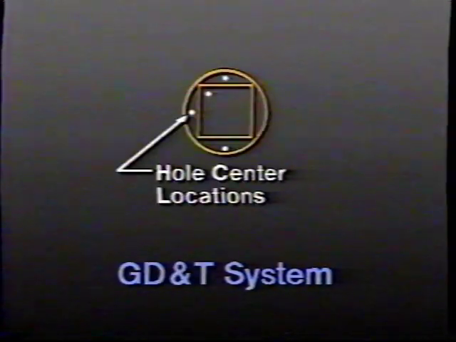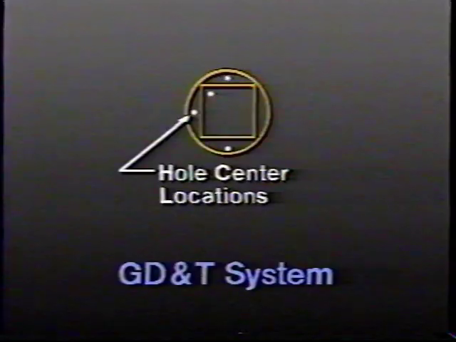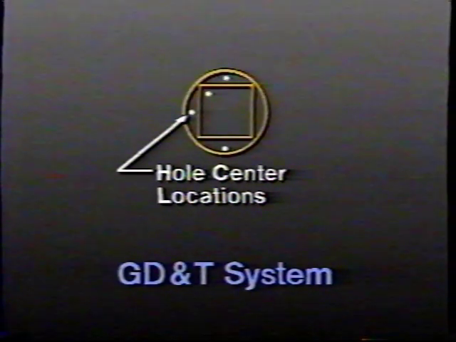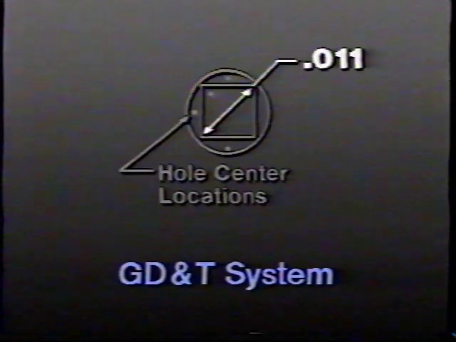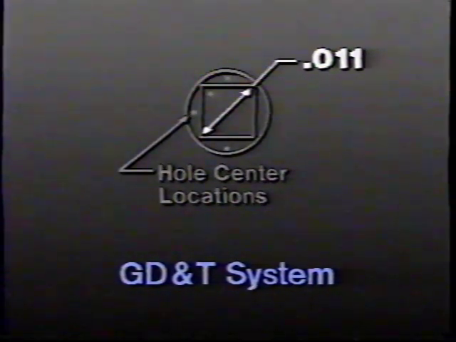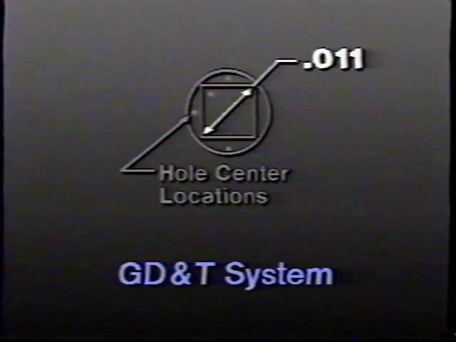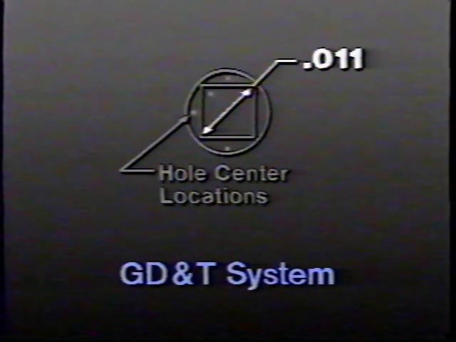The GD&T system, on the other hand, allows the location of the hole centers to vary within a cylindrical tolerance zone. The cylindrical tolerance zone rounds out to 11 thousandths, which is the diagonal measurement in the coordinate system. Now all the hole centers fall within the tolerance zone and the part is acceptable. The GD&T system with its cylindrical tolerance zone increases the acceptance area by more than half. As a result, scrap is reduced along with production costs.